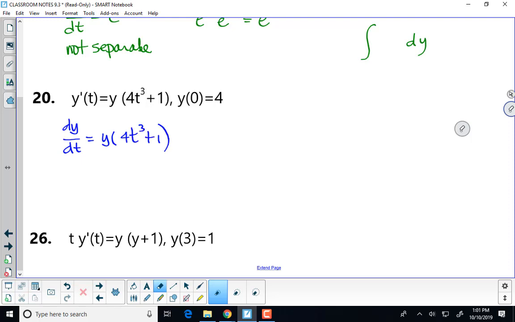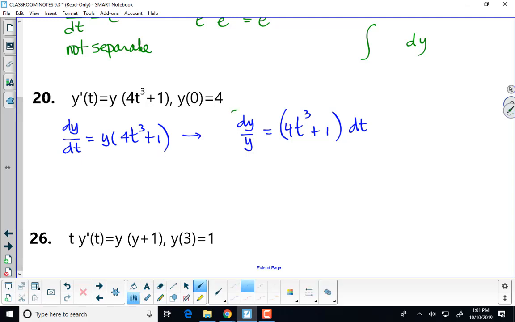Okay, so our technique in this section is to separate the variables. So we're going to put one differential on the right, one on the left, and then group the corresponding letters. So this one is going to turn into dy over y equals 4t cubed plus 1 times dt. So that now has the variables separated. And then we integrate both sides.